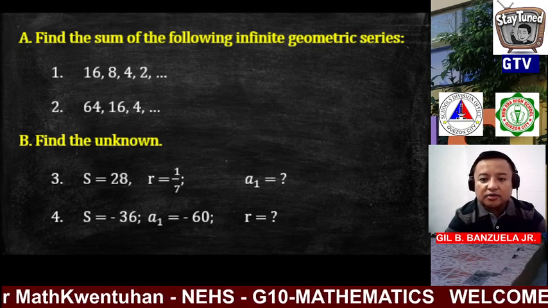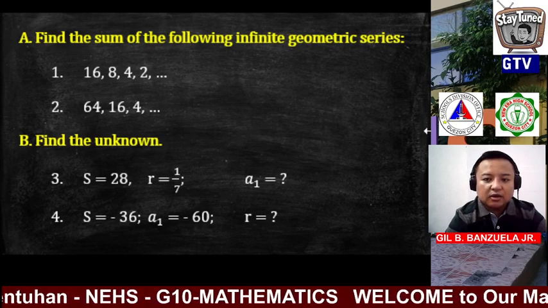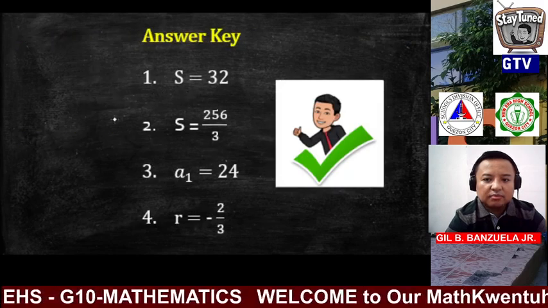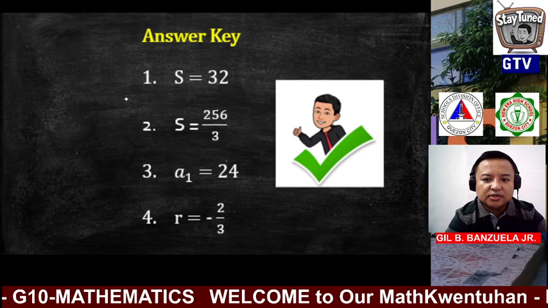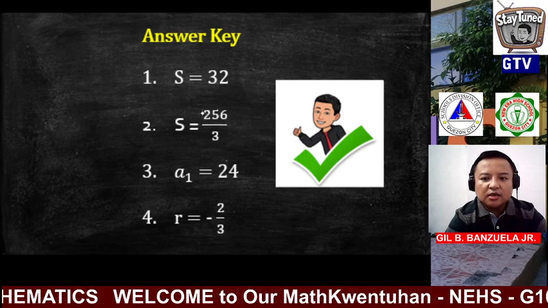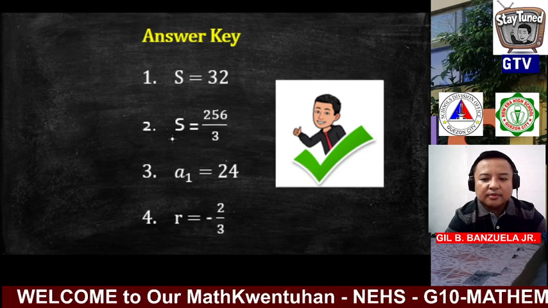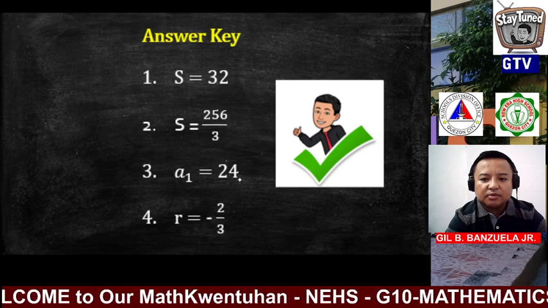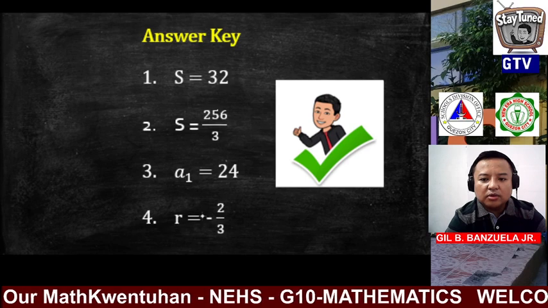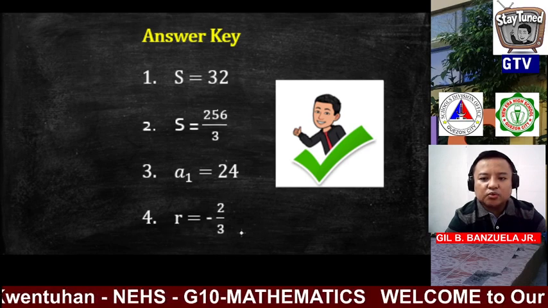Then we are now ready to check your paper. So, let's see if your answers are correct. Okay, so for number 1, the sum of the series is 32. For number 2, the sum of the series is 256 over 3. For number 3, the unknown first term is equal to 24. And for number 4, final number, the common ratio in that particular series is negative 2/3.